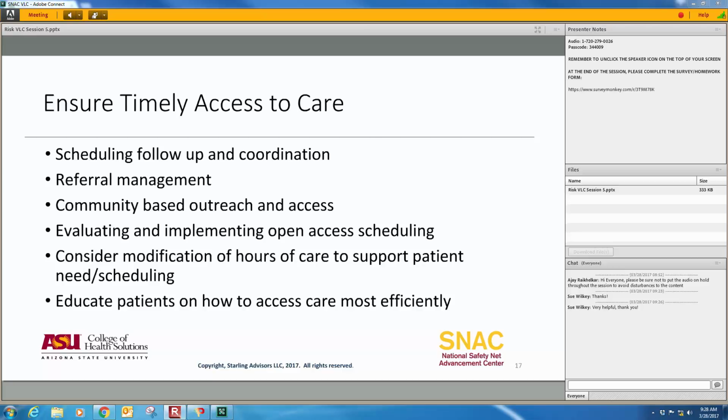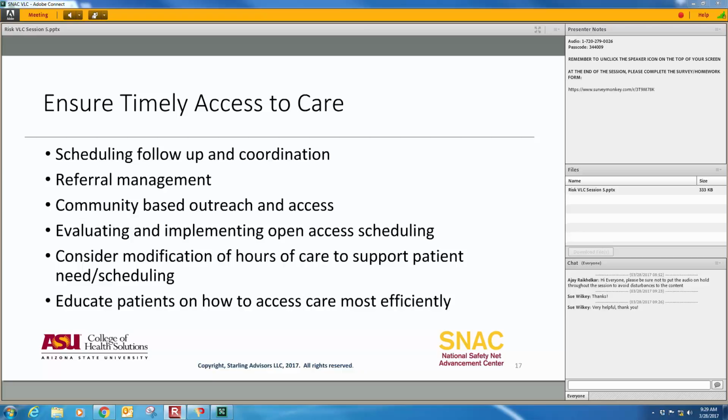Ensuring timely access to care. So, this is something that I think safety net providers understand maybe even better than other parts of the healthcare delivery system, because we understand the volatile nature of really trying to engage our patients and making sure that we keep them involved. And so obviously a core component of anything that a care manager or care coordinator would be doing is really to schedule any follow-up and coordination, both with other providers as well as with the patient and their families.